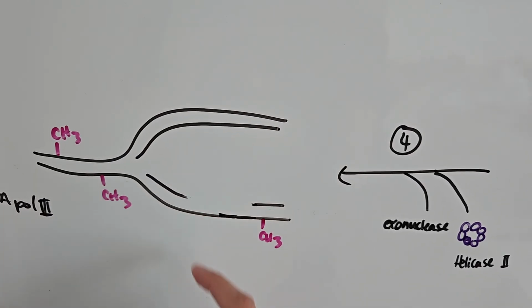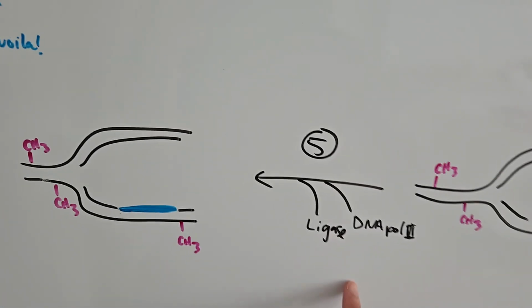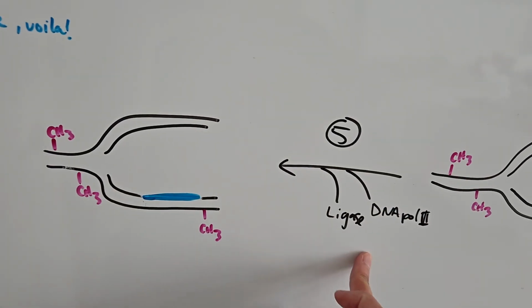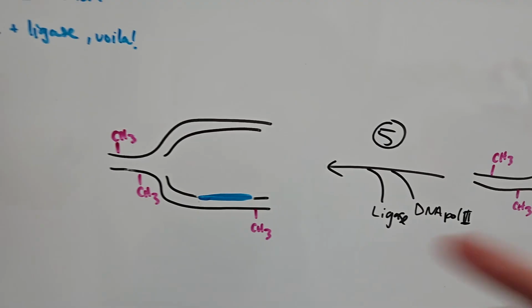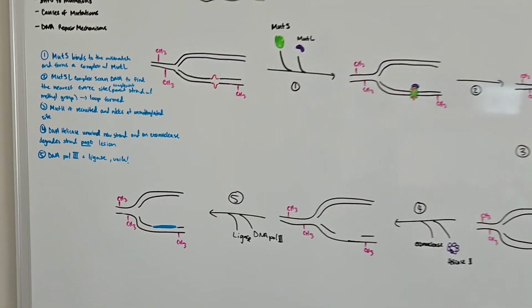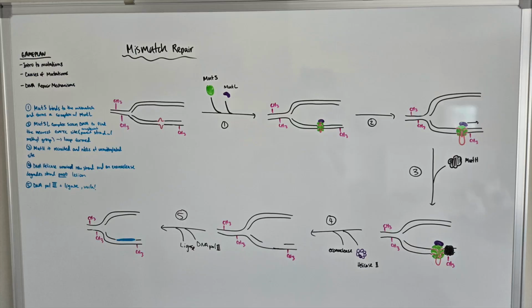And because of that, DNA polymerase 3, in this case 3 and not 1, because I know in the other examples it was 1, is going to come in, add some new nucleotides, and ligase is going to ligate. And that's it. And here's the finished picture.